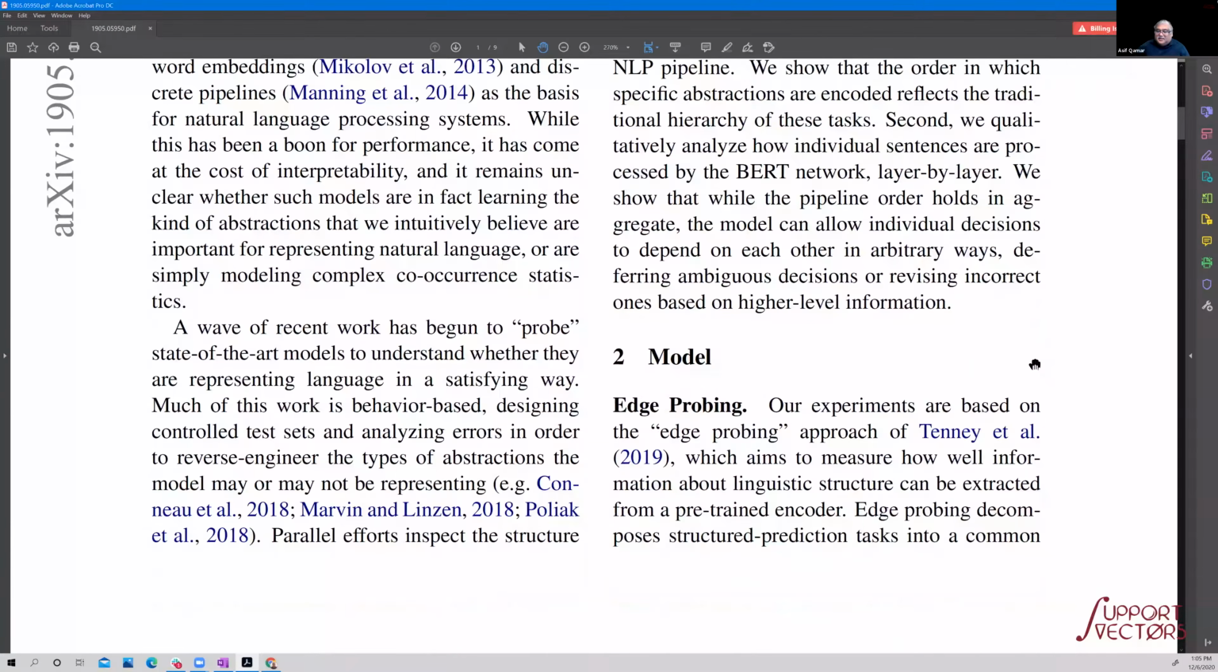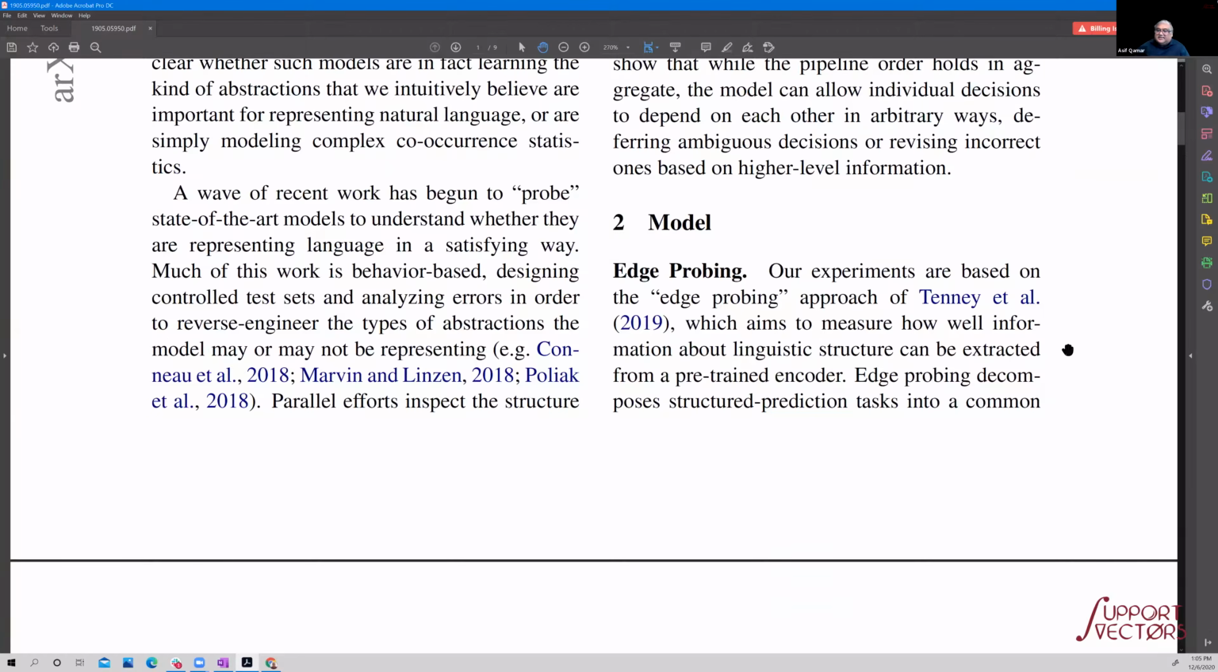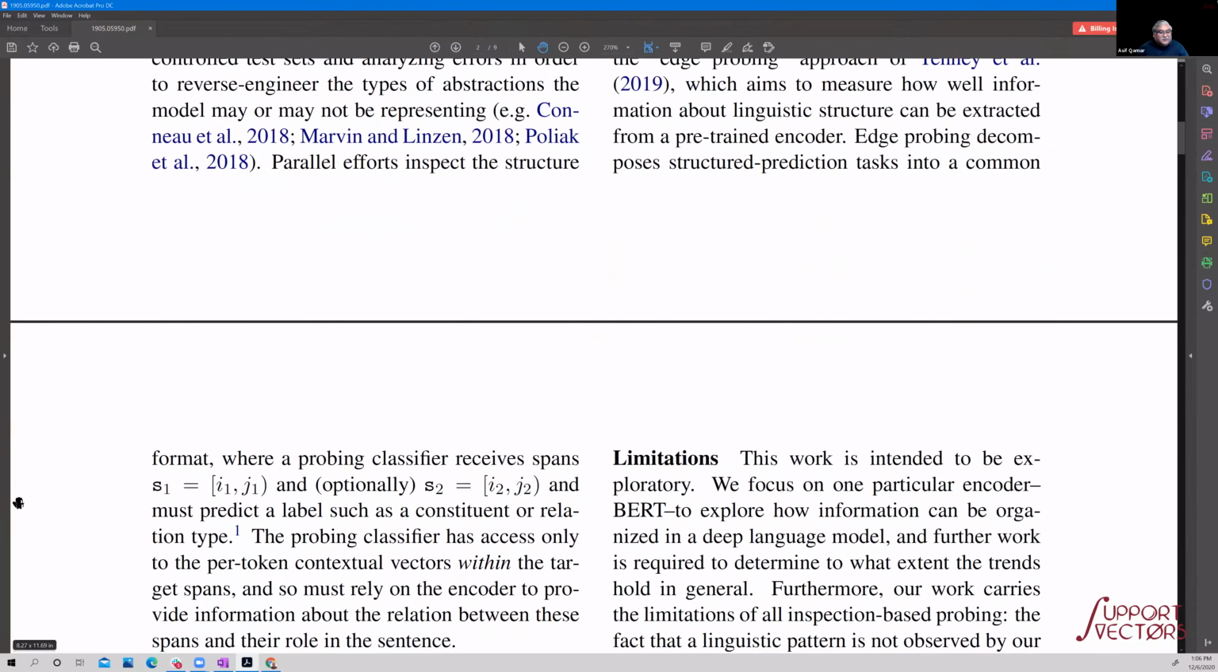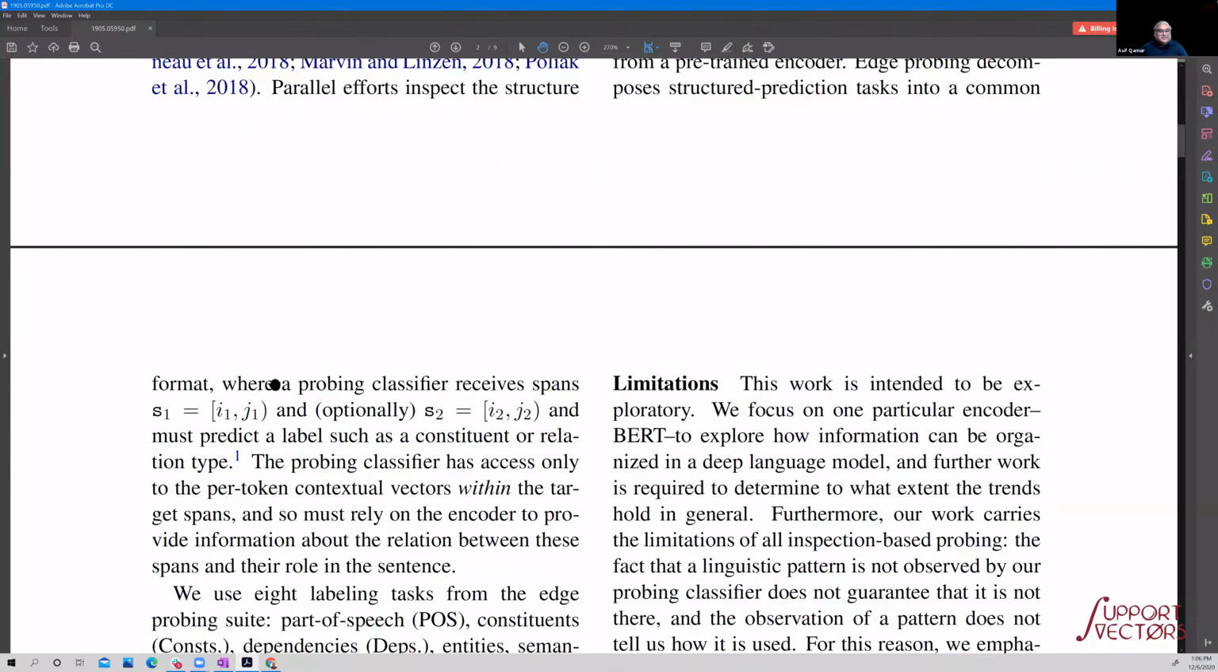Okay. So edge probing is a technique. Our experiments are based on the edge probing approach, which aims to measure how well information about linguistic structures can be expected from the model. Edge probing decomposes structure prediction tasks into a common format where a probing classifier receives spans. So what you do is you take spans of the sentence, and optionally another.